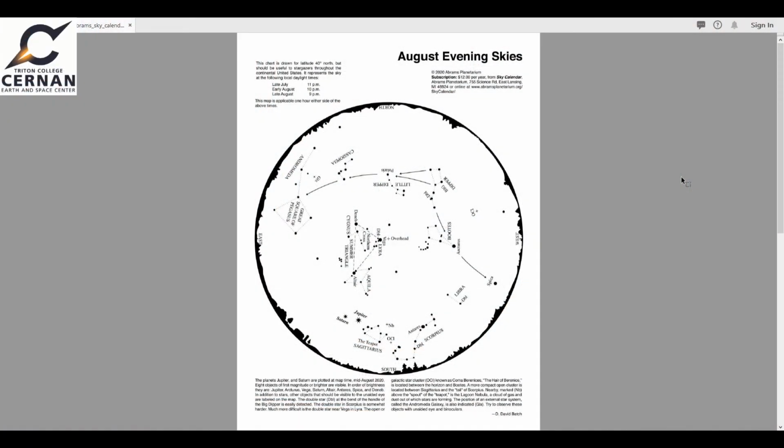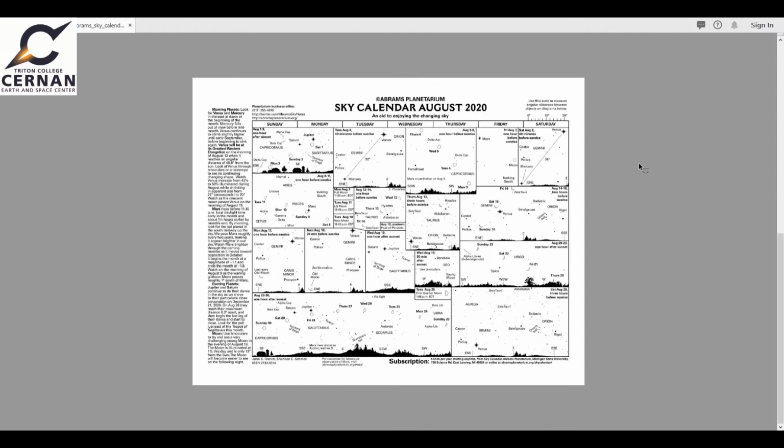If we take a closer look at our sky chart, we can get a better idea of how to use it. We are using the Abrams Sky Calendar that is put out by the Abrams Planetarium at Michigan State University, and you can download a printable PDF from the CERN Center website every month. It has two sides. The first is this sky chart. It shows the brightest stars and objects that will be visible all month long. The other side is the Sky Calendar, which shows us some of the exciting things that we can see in the sky that are only visible on certain dates or times.